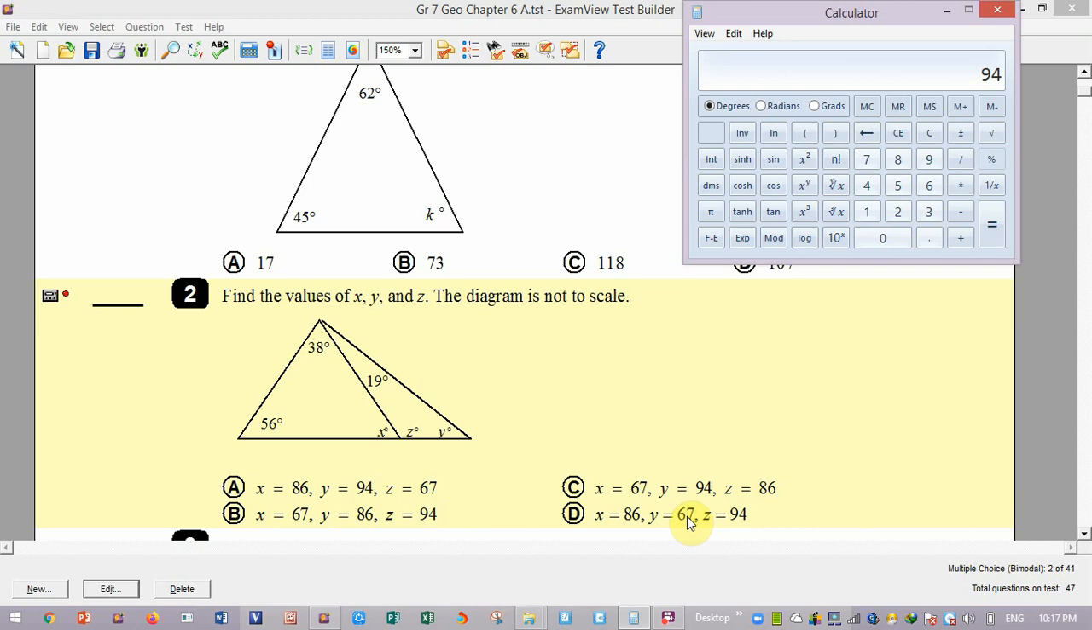To check Y, in this triangle, this angle is 19 and this angle is 94. Then Y equals 180 minus 19 plus 94, which is 67. Then the answer D is the correct answer.